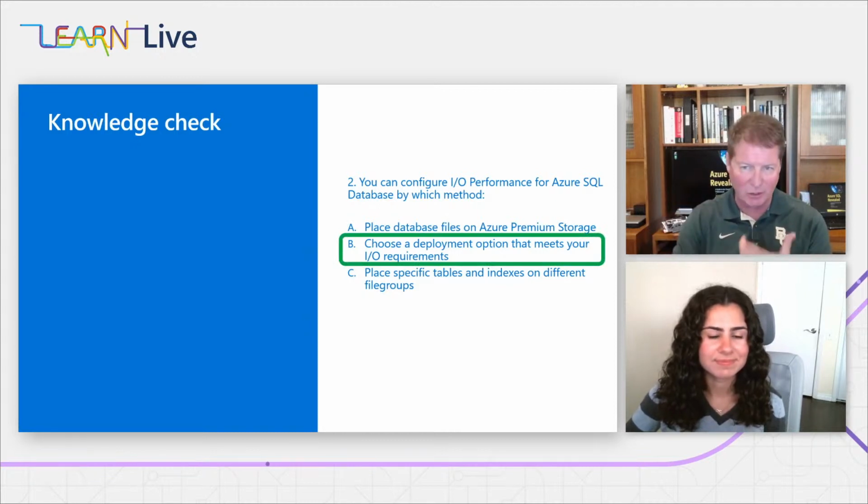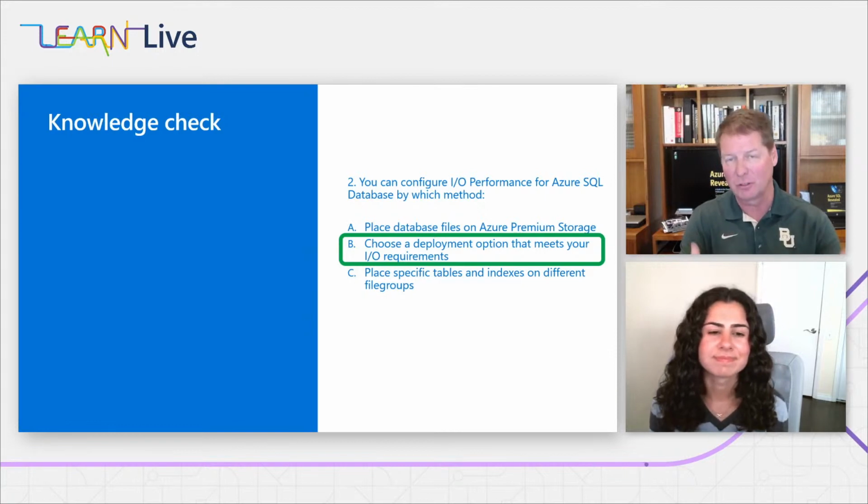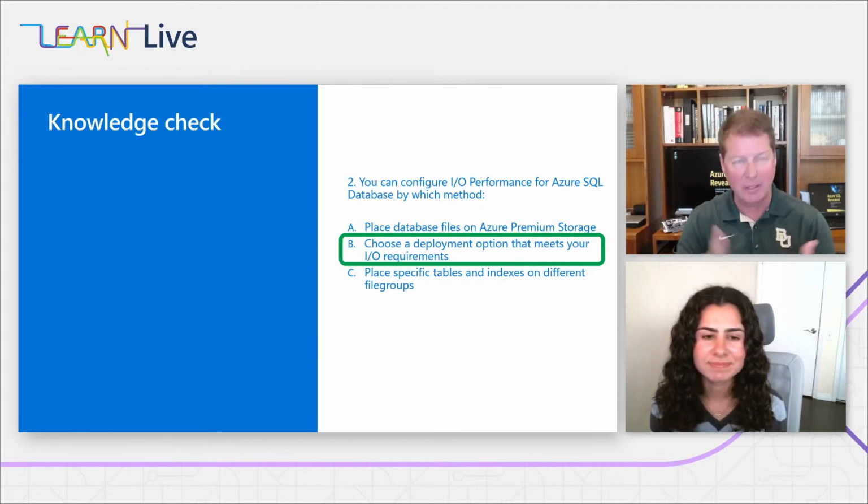Remember we talked about this. What is the service tier? What are the different things you pick? And then we have certain objectives for IOPS, IO delays, IO throughput, all those kinds of things.